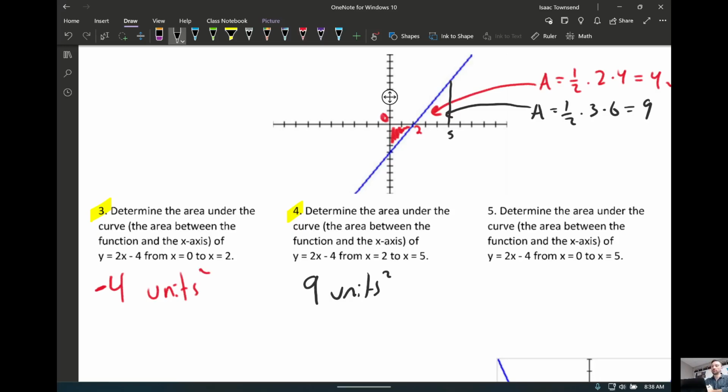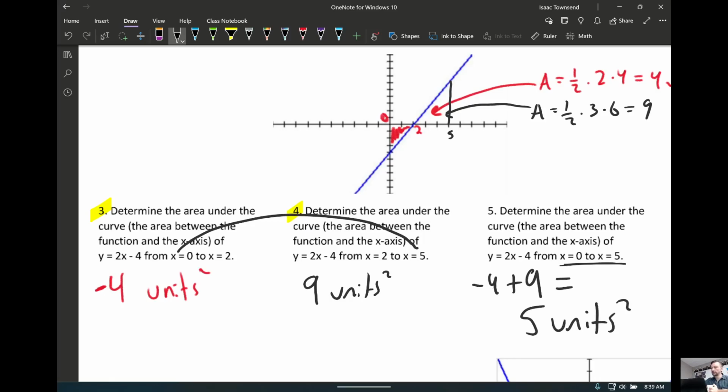Okay, and now, point of this is, in question 3, we figured out how much area there was between 0 and 2. In question 4, we figured out how much area there was between 2 and 5. And in question 5, we want to know the full thing, the area from 0 to 5. So really, it's just like taking this part of the area, combine it with this part of the area, and overall it would be 5 units squared. So there's 5 more square units above the x-axis than there is below the x-axis. Again, if you know the area between 0 and 2, and you know the area from 2 to 5, you can add those together to get the area from 0 to 5.